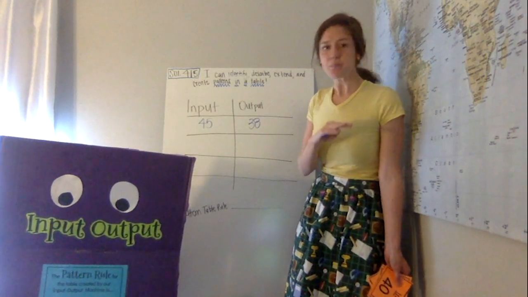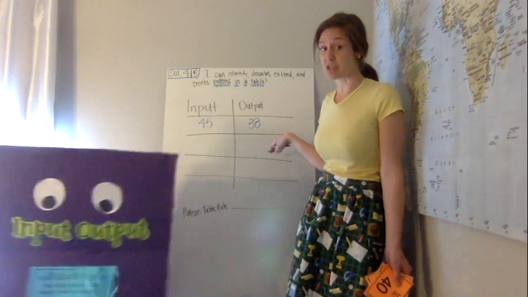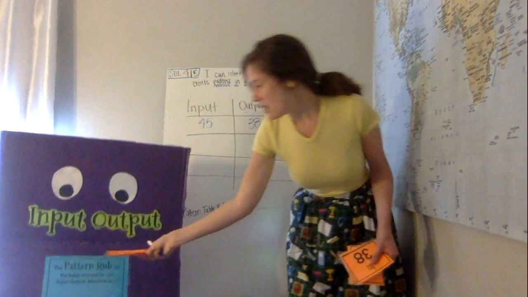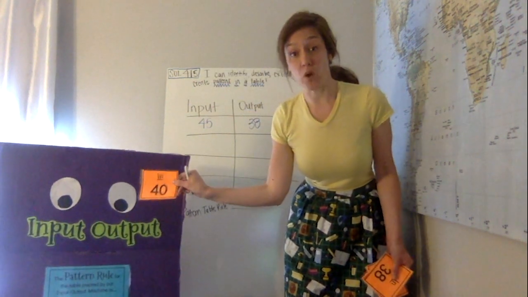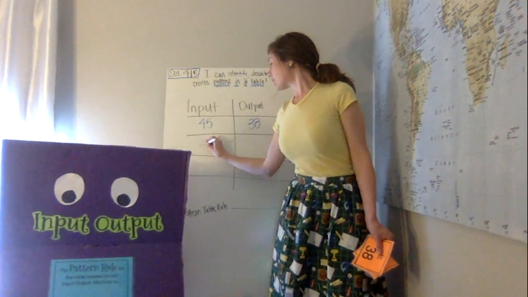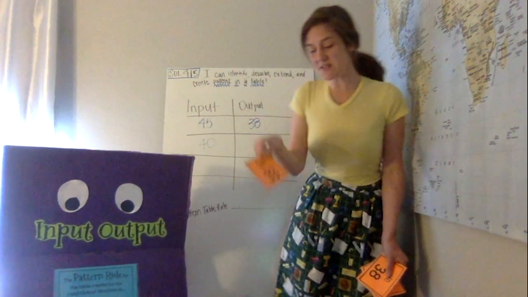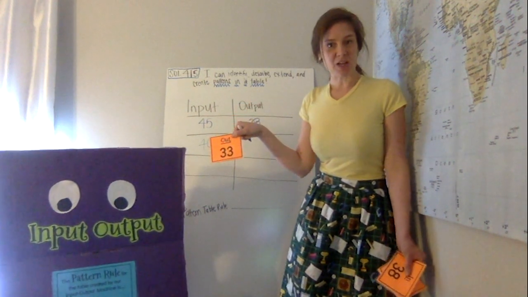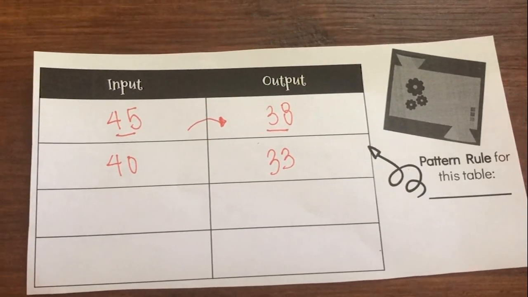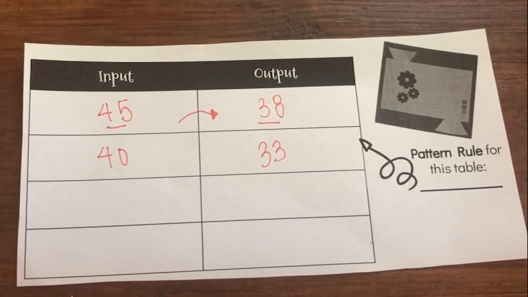But remember, we never ever identify our pattern rule just based on one number relationship. We need to look at several. So let's put another number in. This time, we're putting 40 in. If 40 goes in, and we'll record that on our pattern table, the input-output machine gives us 33. We're still seeing a decrease in numbers. My brain is still thinking subtraction. I'm already thinking about this relationship.